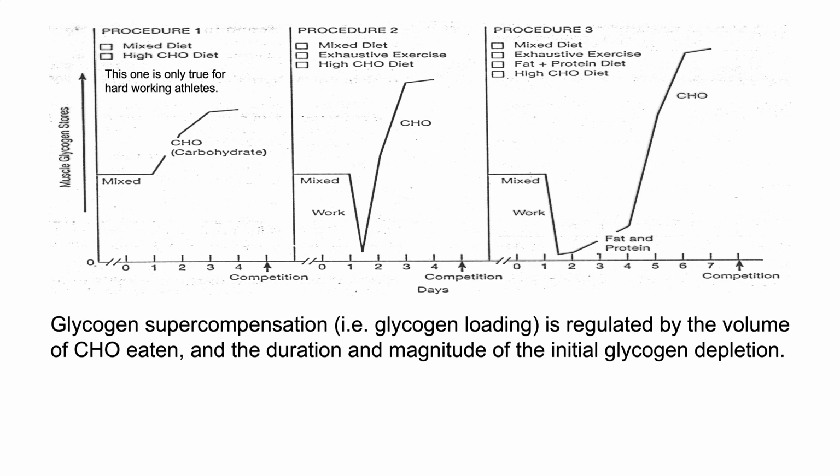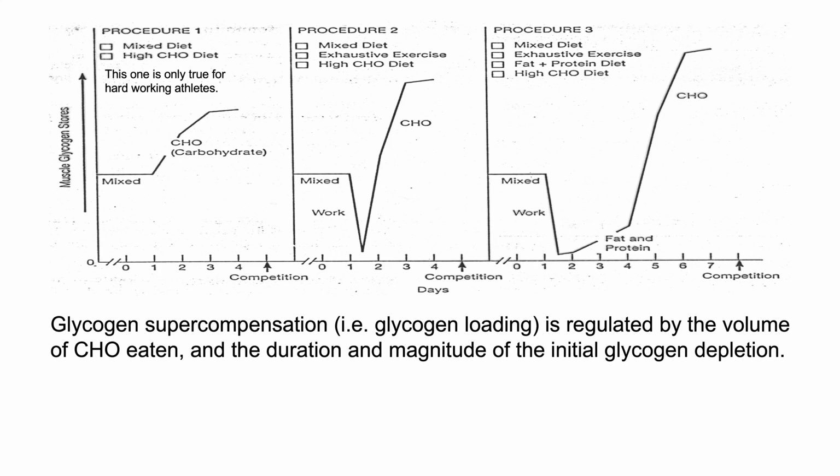It says glycogen supercompensation, that is glycogen loading, is regulated by the volume of carbohydrate eaten and duration and magnitude of the initial glycogen depletion. So the greater the loading is going to be dependent upon the magnitude and duration, that is how long and how hard you do the initial glycogen depletion. So that procedure 3, that's why you're depleting with work, and then you're going a few days of depleting even further because you're eating only fats and protein, and then you stop all training, and then you boost up your carbohydrate intake from there. So you see in procedure 3, those 3 or so days before the competition, there's no training whatsoever.